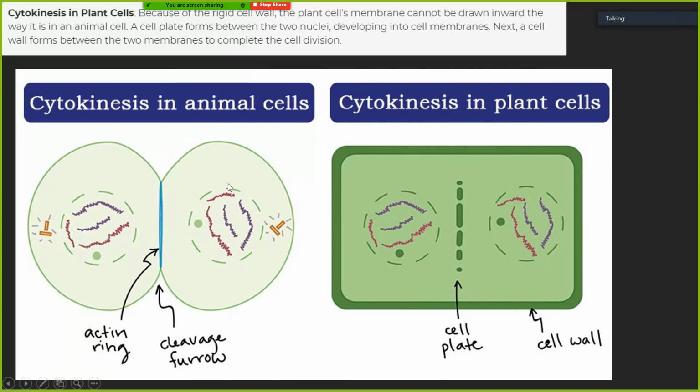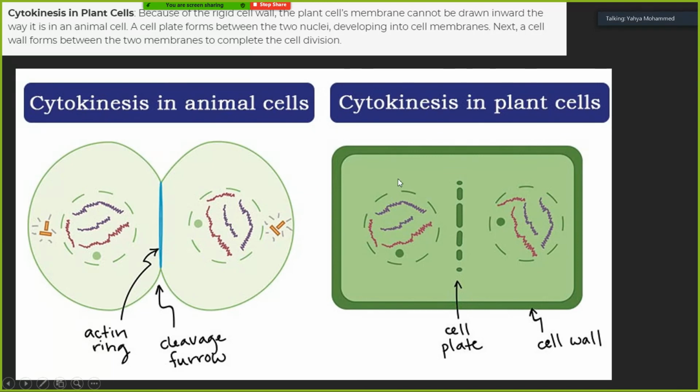Because in animal cells, what is present in plant cells that's not present in animal cells? Cell wall, cell wall. So do you think, Freya, in plant cells we can do the same thing? We can just pinch it off and form two cells? No, they can't do that, because the cell wall is very strong. So you can't just do that to the cell wall.